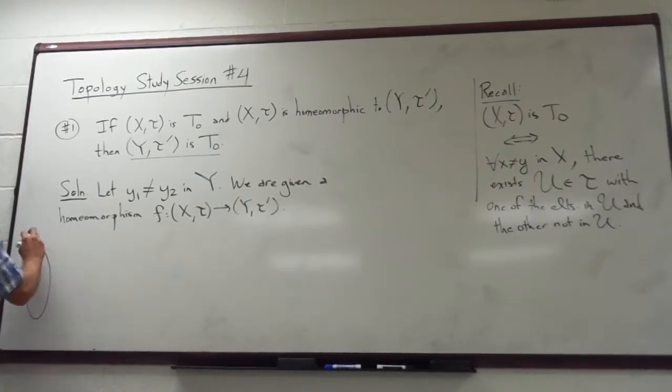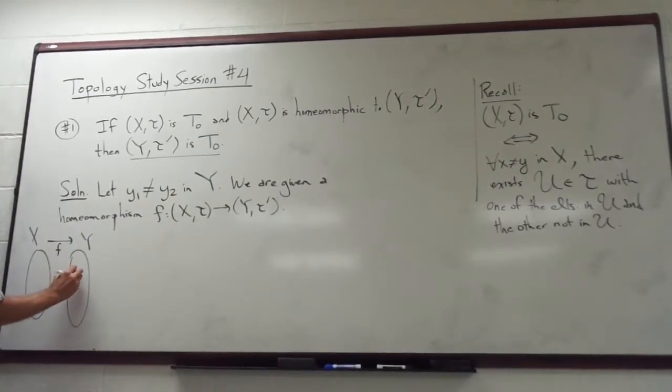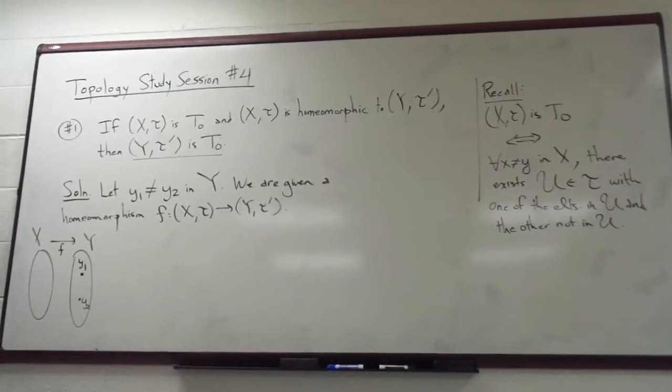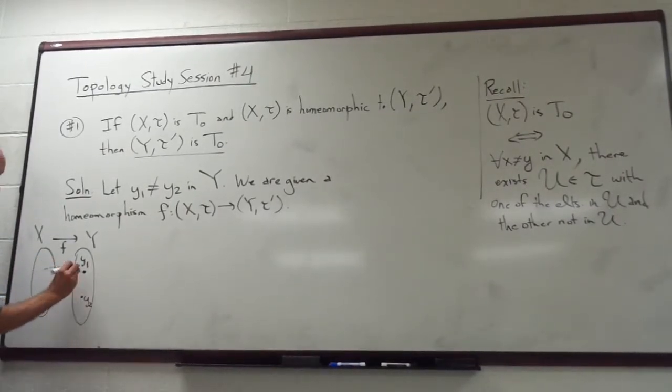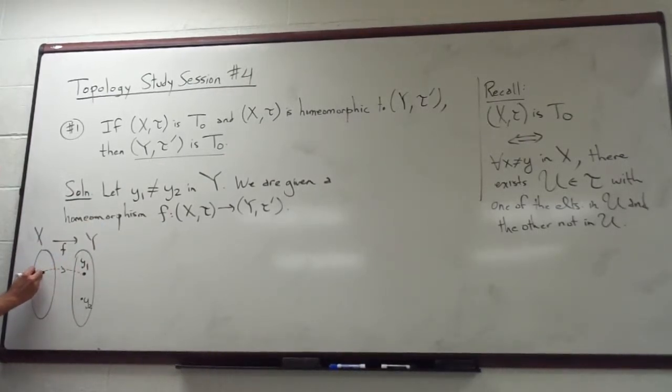Sometimes I like to draw these pictures. So you have X here, Y is here. Our function goes like that. We're starting off over here with these two points. But what we know is that X is T0. So how can I start working with X? So you're going to use the f inverse, right? Okay, I'm going to take the f inverse, and there is an inverse because this is a homeomorphism. I'm going to go back here. I'm going to find a pre-image for y1, and we can call it x1. And then similarly, there's a pre-image over here, which is x2.